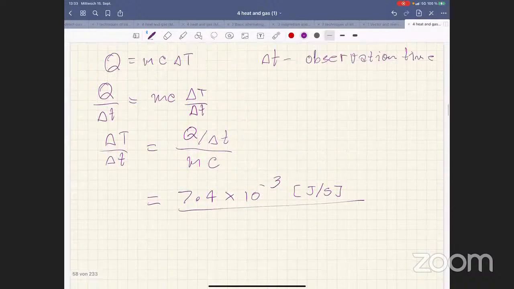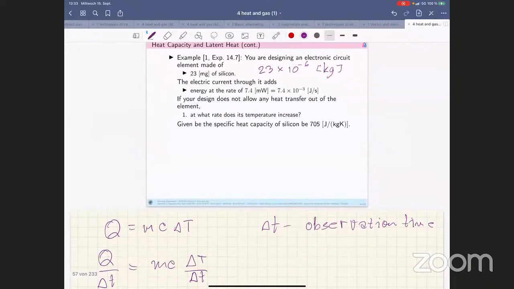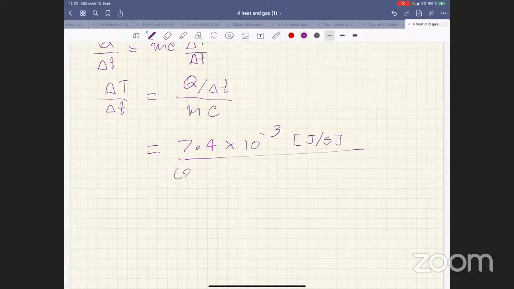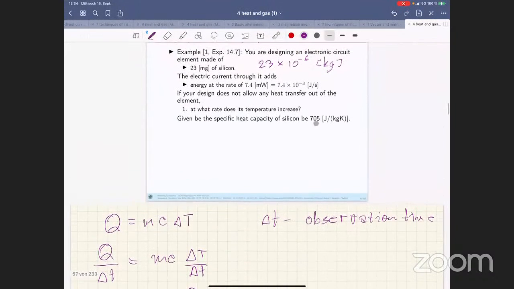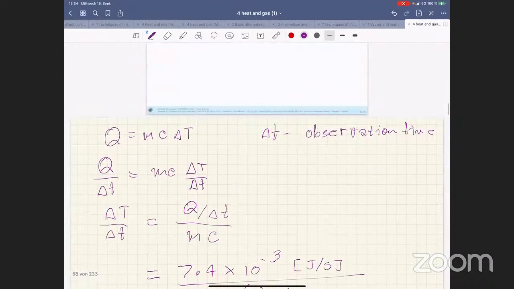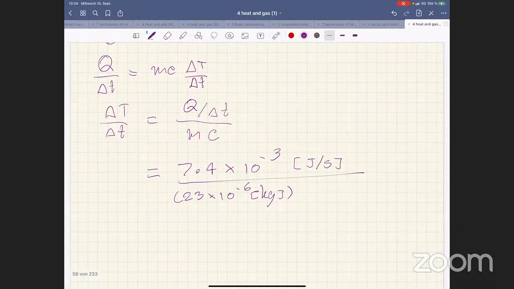M is the mass of this one, which is very tiny, 23 times 10 raised to negative 6 kilogram. And C is the specific heat of silicon, which they have also provided, 705 joule per kilogram and Kelvin. We get something like this.